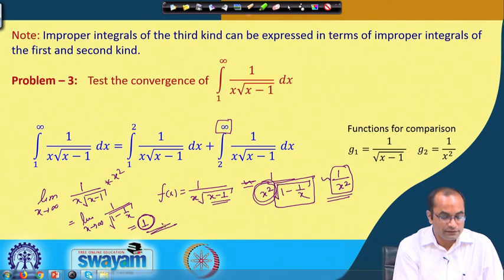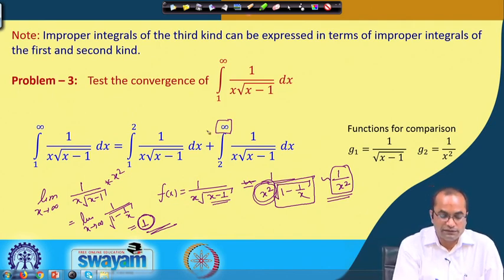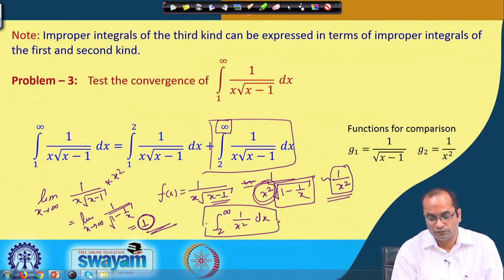So, we have this limit as 1, and in this case again for the same reason both the integrals will behave the same: the given integral here, and the other one, our test integral. What is the test integral? The test integral is the integral from 2 to infinity with the g function, 1 over x squared dx, and we know already that this test integral converges.